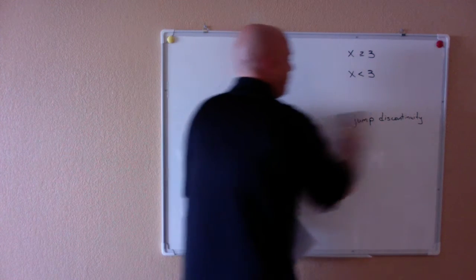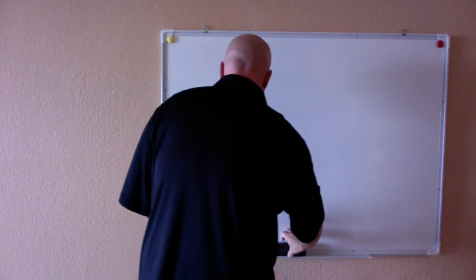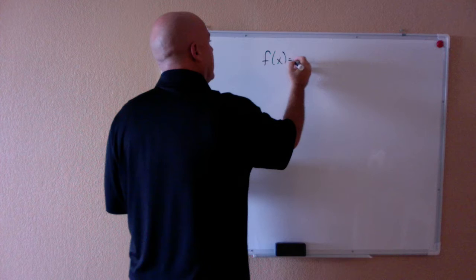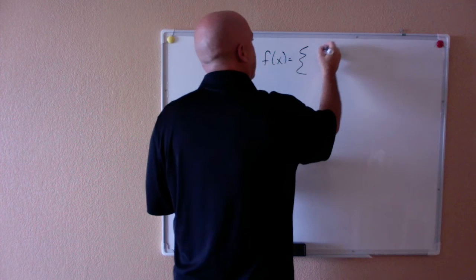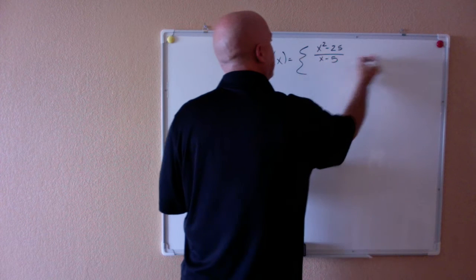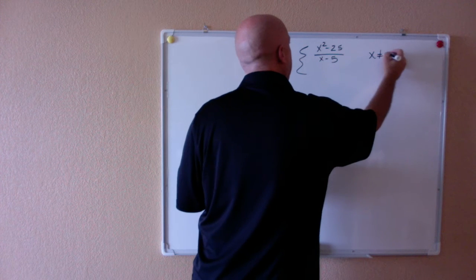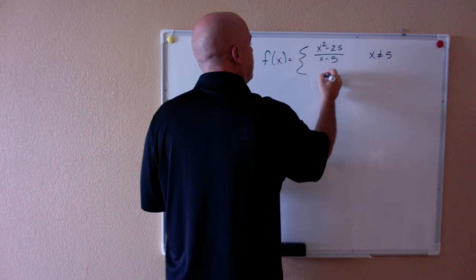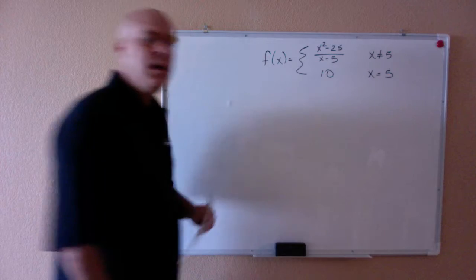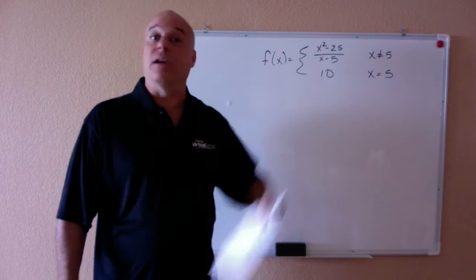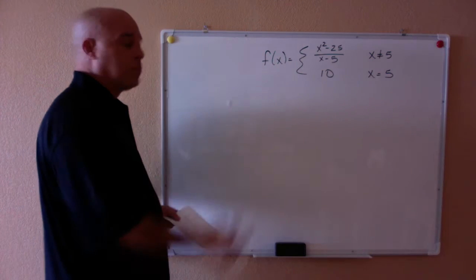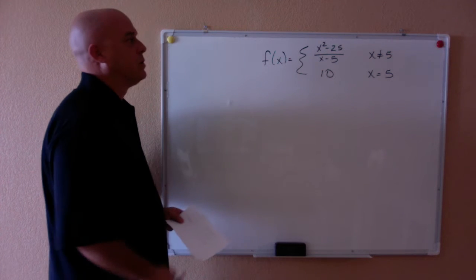Let's do another piecewise function. Let's say that we have the function f of x is equal to x squared minus 25 divided by x minus 5, as long as x does not equal 5, and let's say that it's equal to 10 if x does equal 5. This looks very similar to the one that we did a couple of times ago, but let's see what happens with this one, just to be sure. Last one we had a hole in the graph. Let's see if this one does as well.